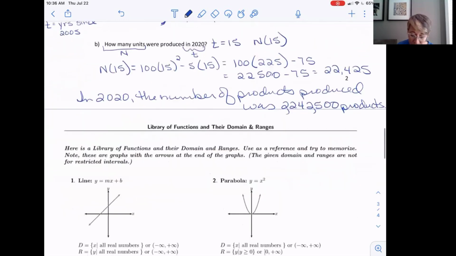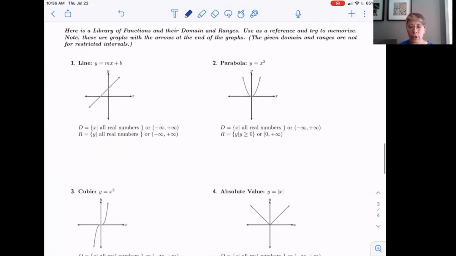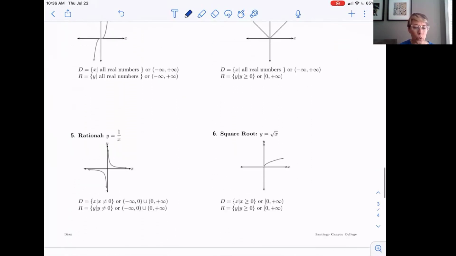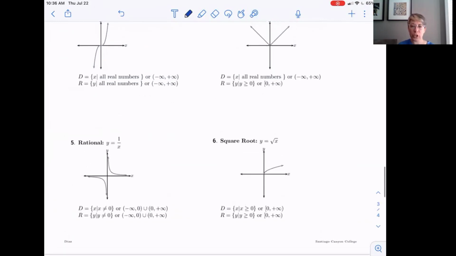The very last page is just a copy of the library of parent functions: a linear, a quadratic, a cubic, an absolute value, a square root, a rational function. So you kind of know what those generic shapes are. So when you go to graph them, you have an idea of turning points or sharp edges or what you might encounter when you're graphing them.